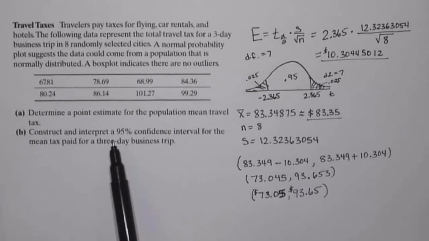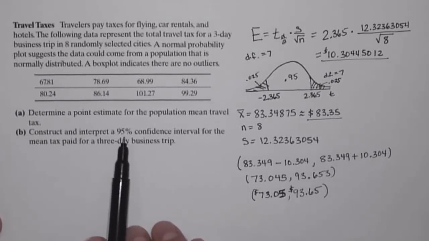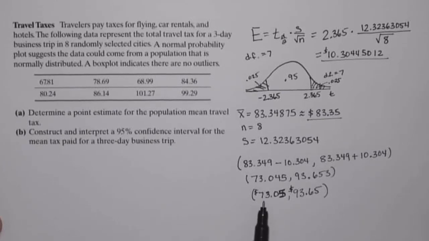So we have constructed the 95% confidence interval for the mean tax paid for the 3-day business trip. We're also supposed to interpret that. I did make the statement, we are 95% confident that the true mean travel tax for a 3-day business trip is somewhere between $73.05 and $93.65.